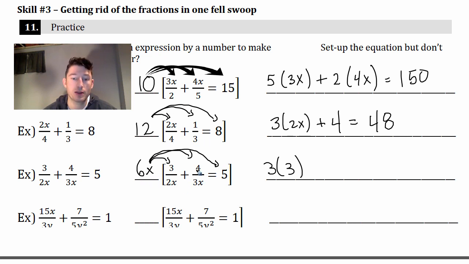6 over 3, and I'm looking at the middle one now. 6 over 3 is 2. The x's cancel out. So that's 2 times 4. And finally, 6x times 5 is 30x.